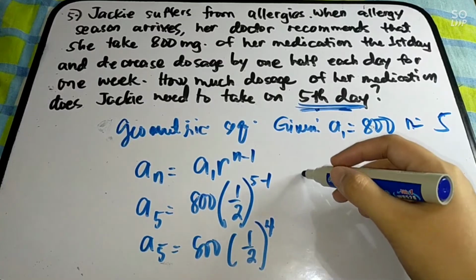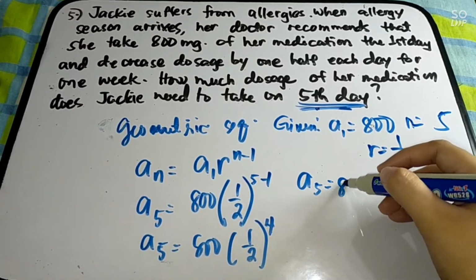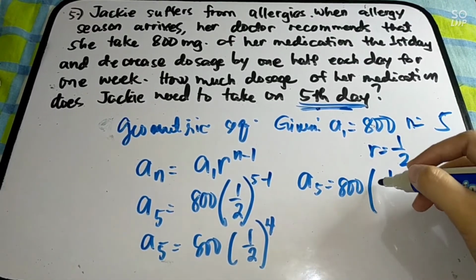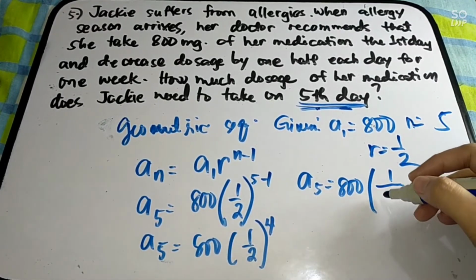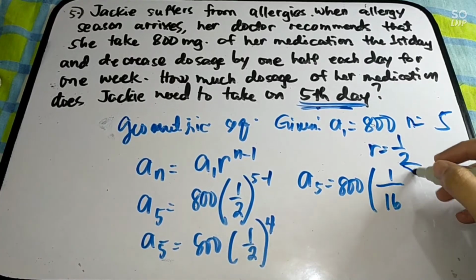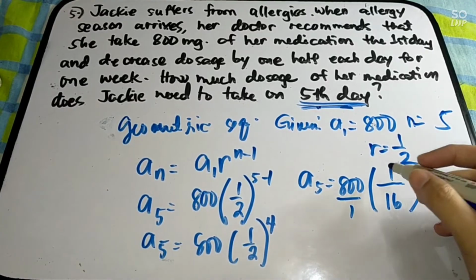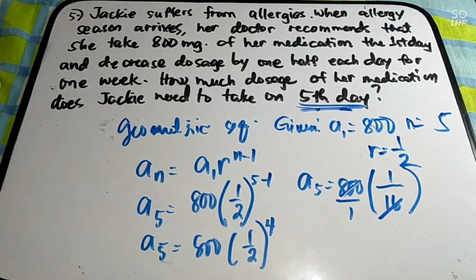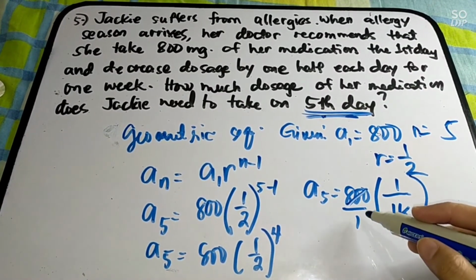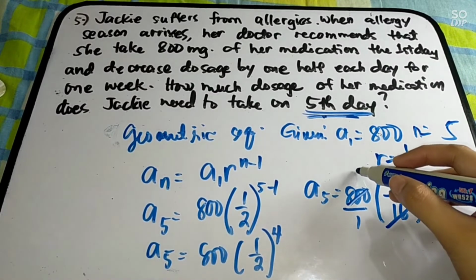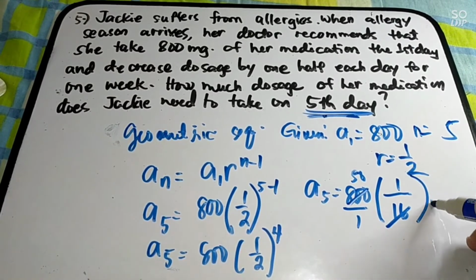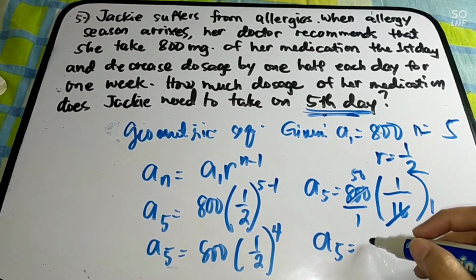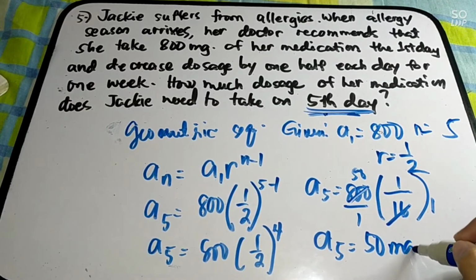Then, simplify. So, you have here a sub 5 is equals to 800 multiplied by this one. 1 raised to 4 is 1 over 2 raised to 4. We have here 16. Then, we are going to simplify. So, 800 and 16, they are divisible by 16. So, if you divide it, 800 becomes 50 and 16 becomes 1. So, therefore, dun sa 5th day ng pag-take niya, you have here 50 milligram na lang.